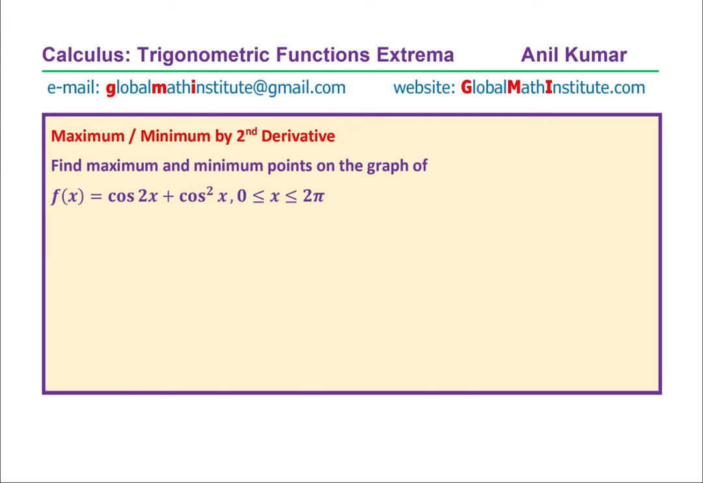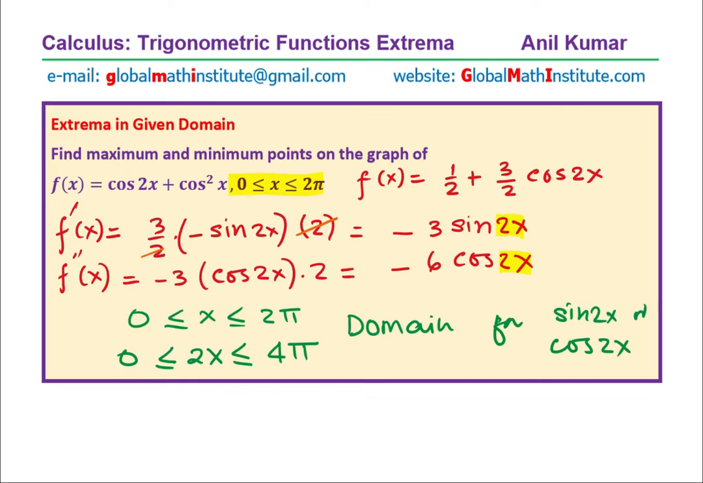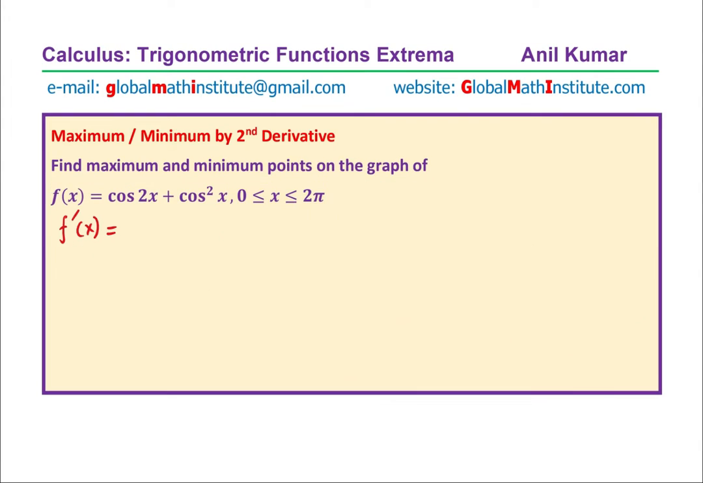Okay. So rewrite the first and the second derivative. The first derivative was what? Minus 3 sine 2x. And the second derivative is minus 6 cos 2x. Clear?